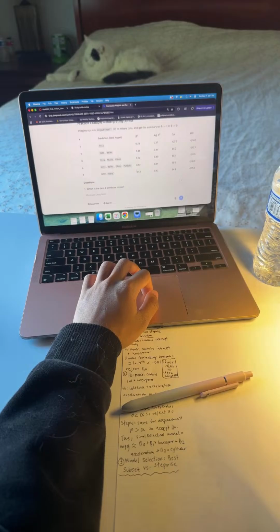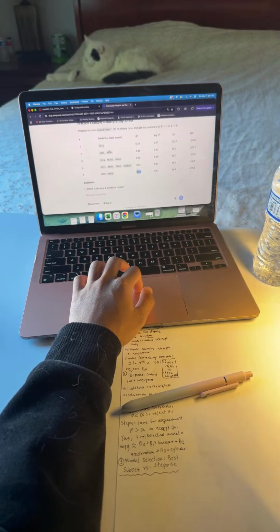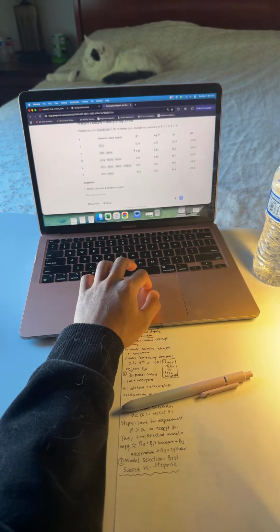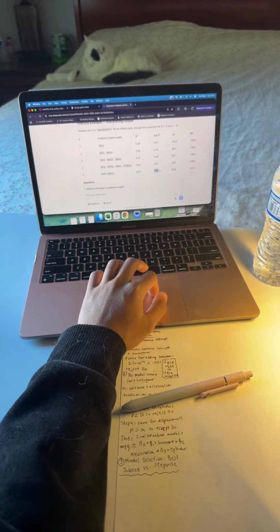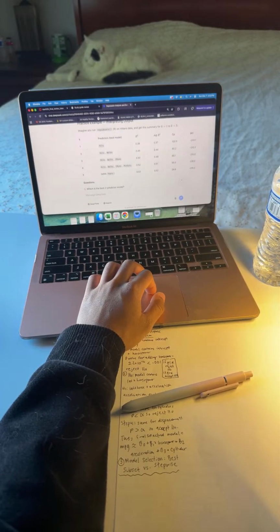At first you'd think it's this one, right? Because it has the highest R squared. But it's asking for 2 predictor models, so it's asking for this one. The best one would be the lowest one. That was my first way of thinking, but it's this one.